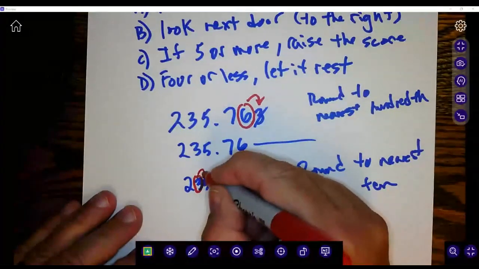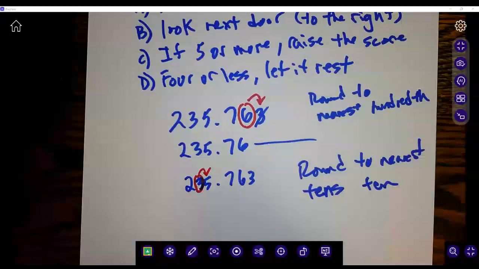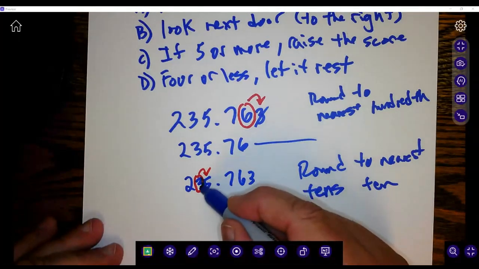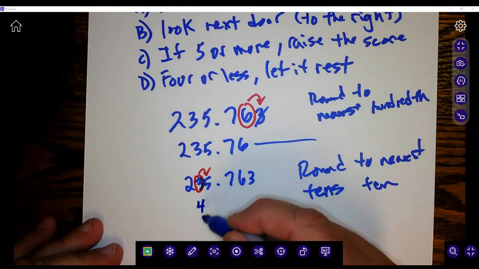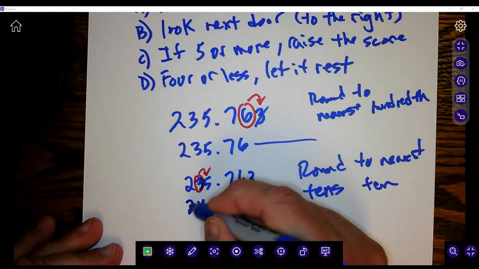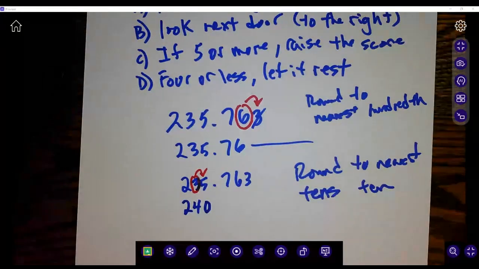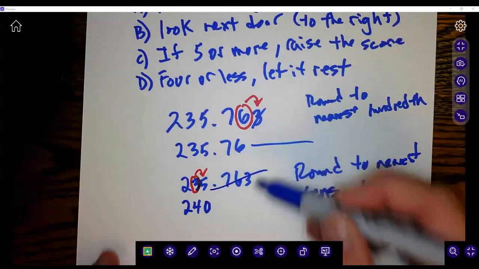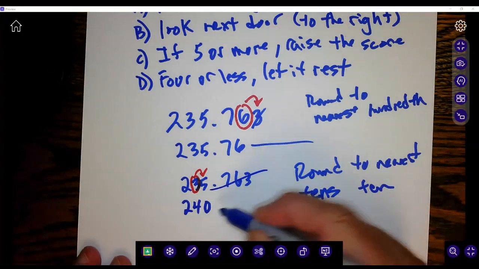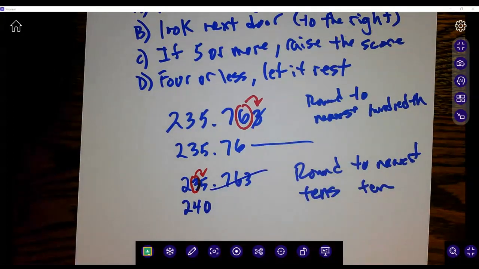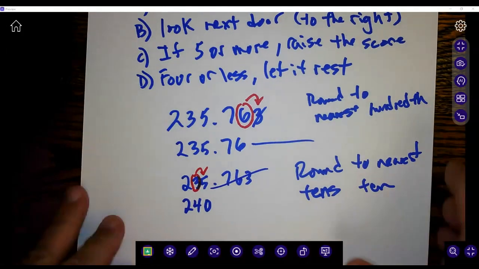Then we look next door, 5 or more, raise the score. So that means we're going to take this 3 and bump it up. That's going to become a 4. We have to leave the numbers that are in front of it, but everything else gets filled with a 0. And if there are any decimals, those get completely dropped. We cannot put any decimal points after that, because then it looks like you're rounding to that decimal place. And that's not what we're doing. All right, so that was the second thing that we did.